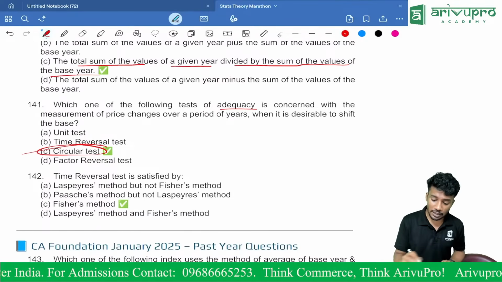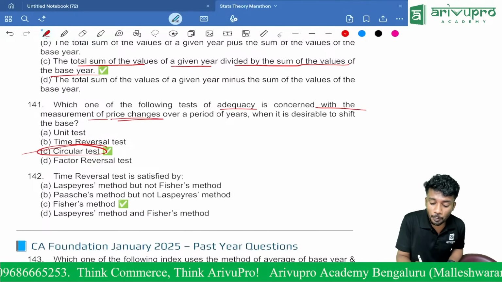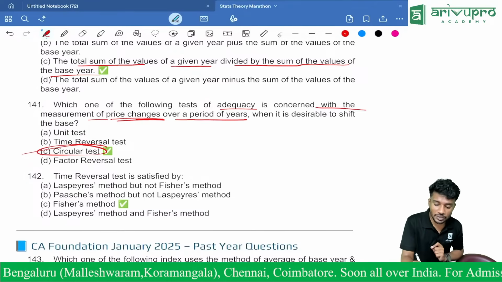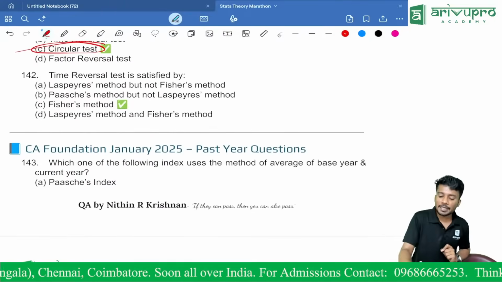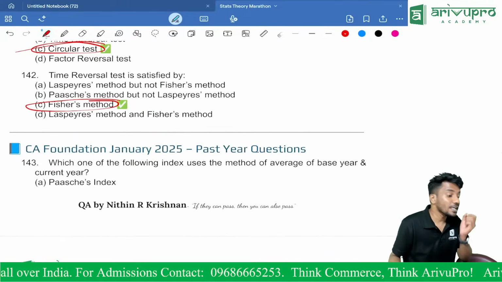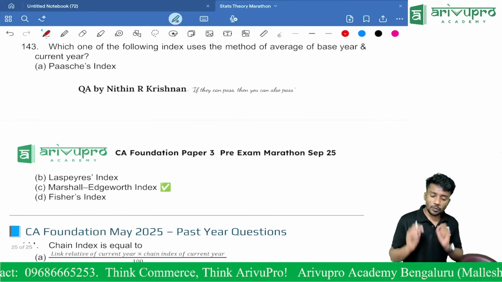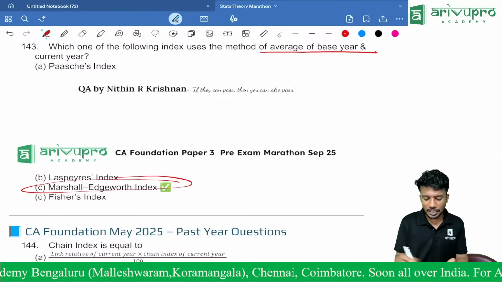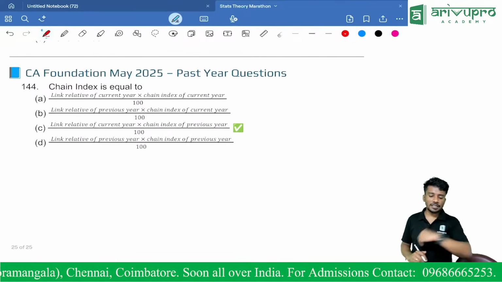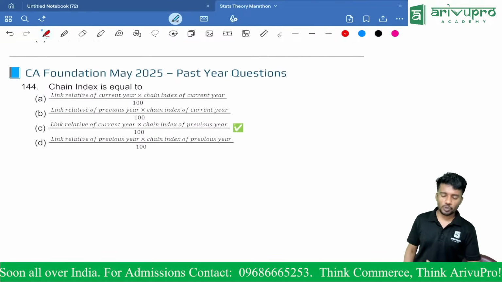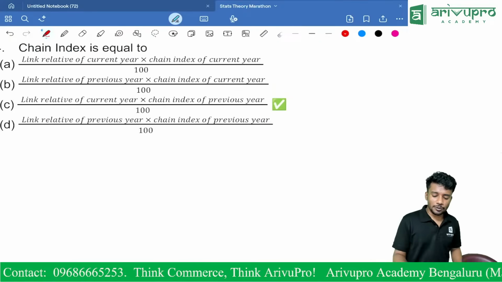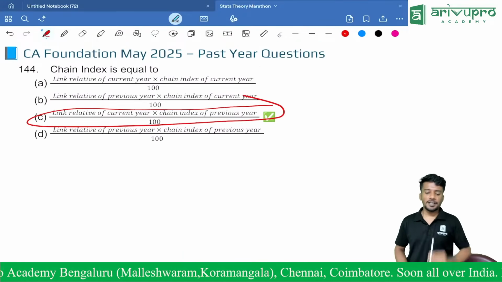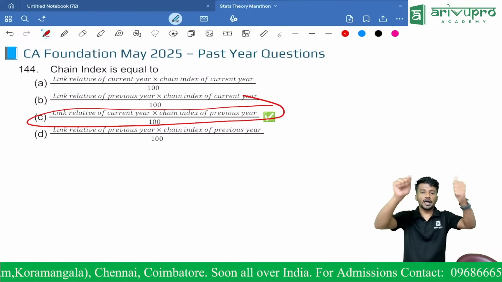Then, which of the following is a test of consistency? The circular test is concerned with the measurement of price change over a period of years. Different periods of years come into which picture? The circular test. Then the time reversal test is satisfied by whom only? Fisher's index. Then which index uses the method of average of base year and current year? The Marshall's index number. And the final question, the previous year's May attempt question: chain index number is equal to what? The link relative of the current year into chain index of the previous year divided by 100.